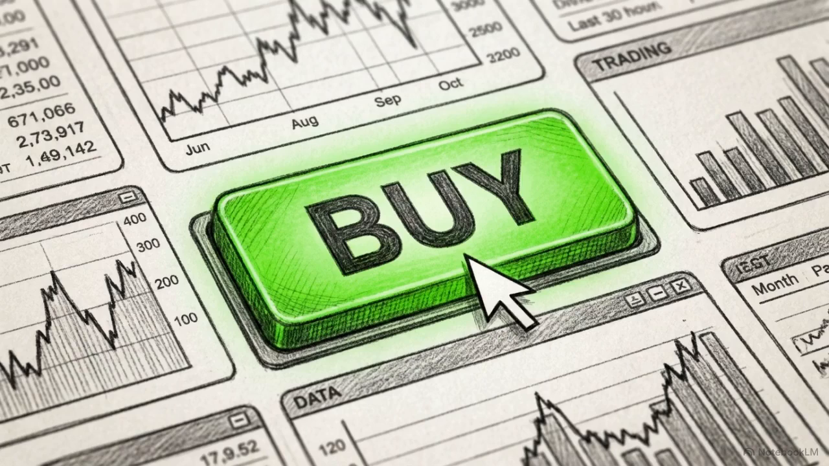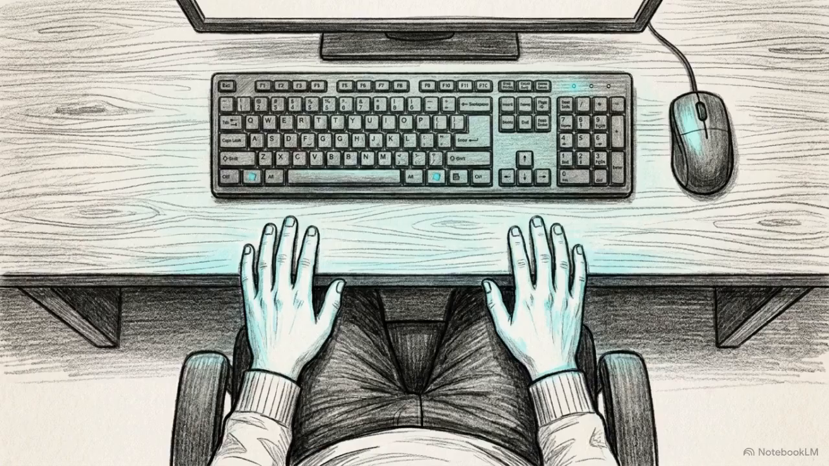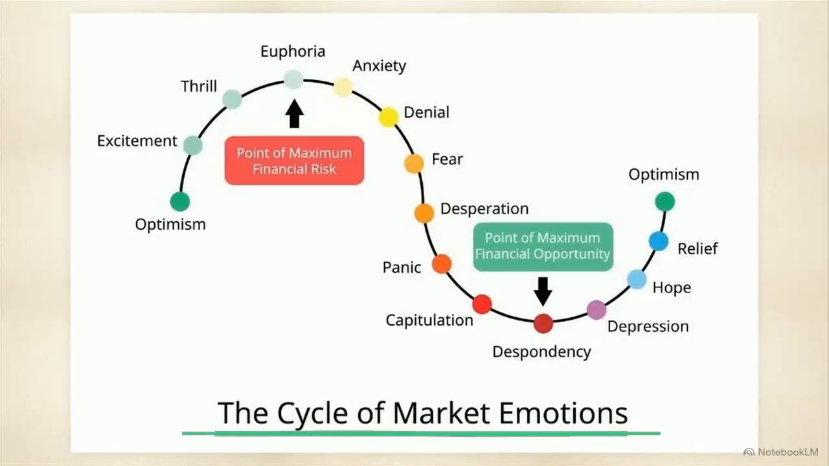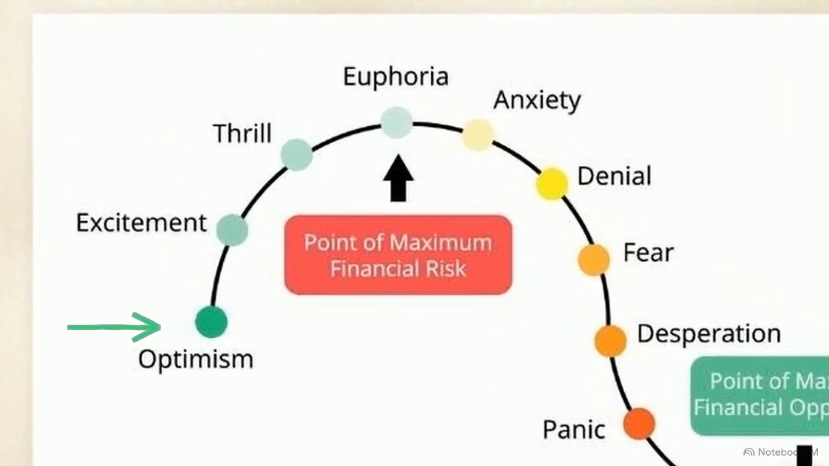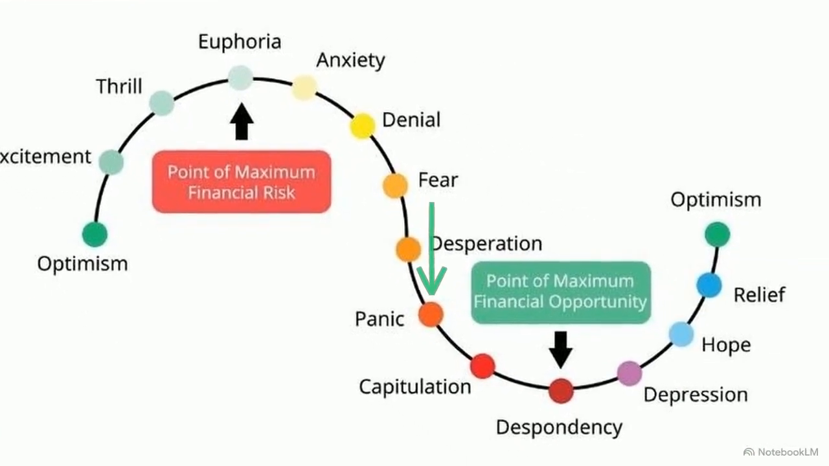Step 3 is the execution. Once your setup appears, place the trade, take your hands off the mouse, and let the position run to either your predefined stop or your target. This chart diagrams the cycle of market emotions, the psychological roller coaster that starts the second you deploy live capital. Watch how the feeling decays. You enter with thrill and optimism, but it drags you down into anxiety, fear, and eventually panic.